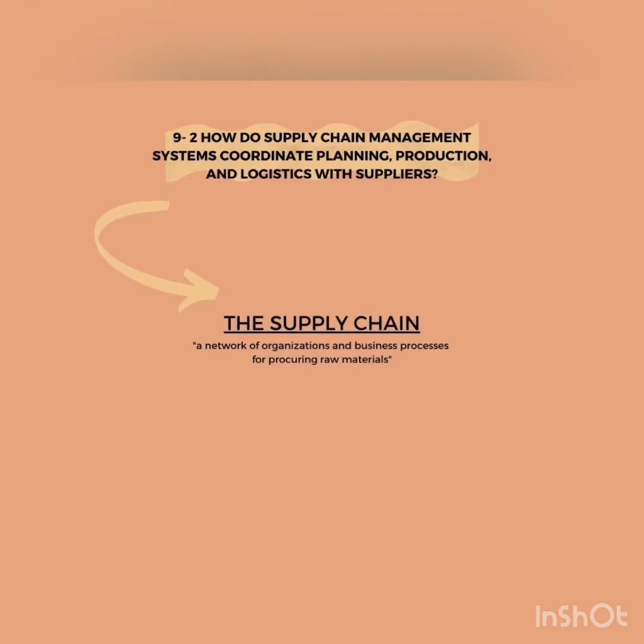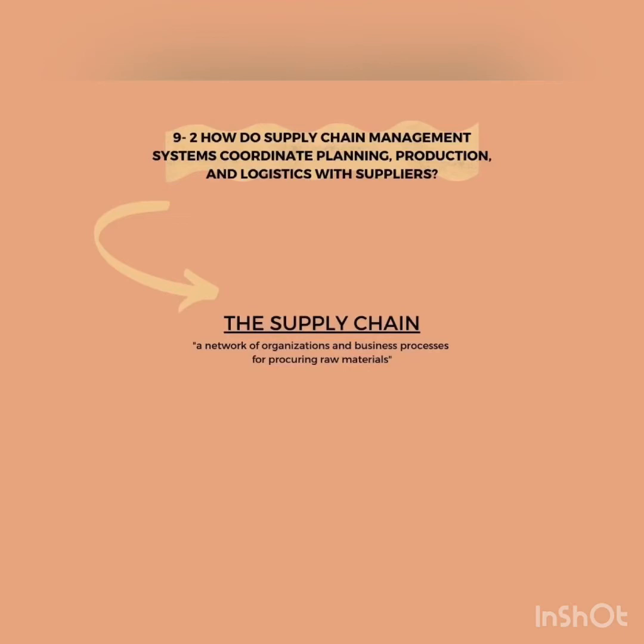So, in this chapter, I'm going to explain how supply chain management systems coordinate planning, production, and logistics with suppliers. First of all, we need to know about the supply chain. The supply chain is a network of organizations and business processes for procuring raw materials. In other words, a supply chain is a network between a company and its suppliers to produce and distribute a specific product to the final buyer.